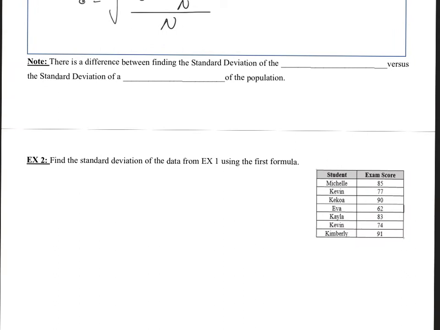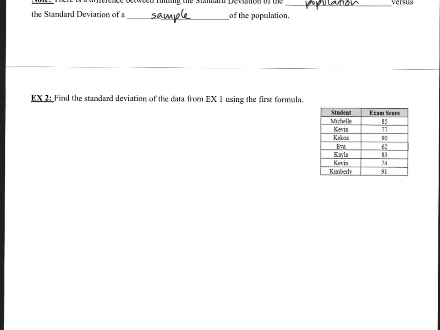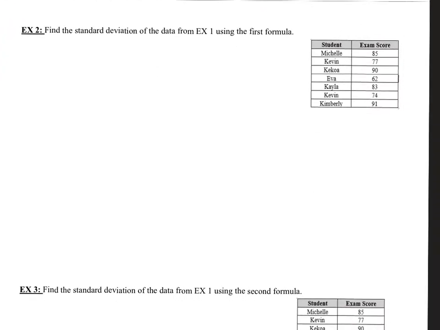Note, there is a difference between finding the standard deviation of the population versus finding the standard deviation of a sample of the population. So keep that in mind. I mentioned it before. Alright, example 2. Find the standard deviation of the data from example 1 using the first formula.